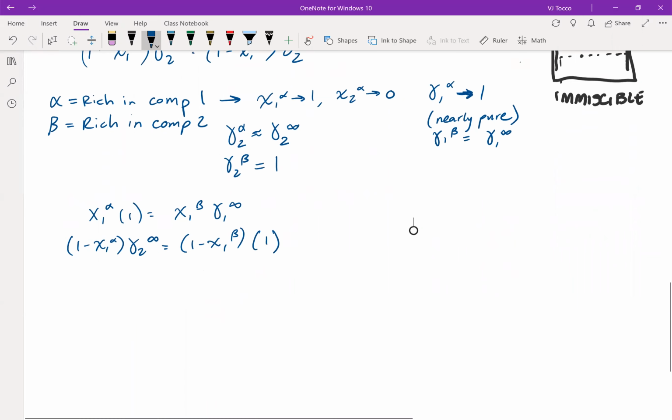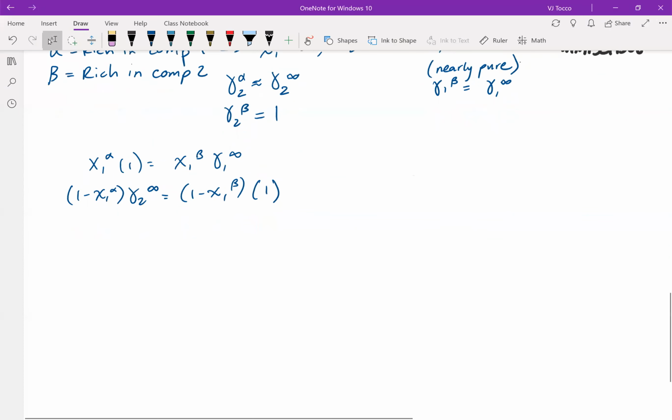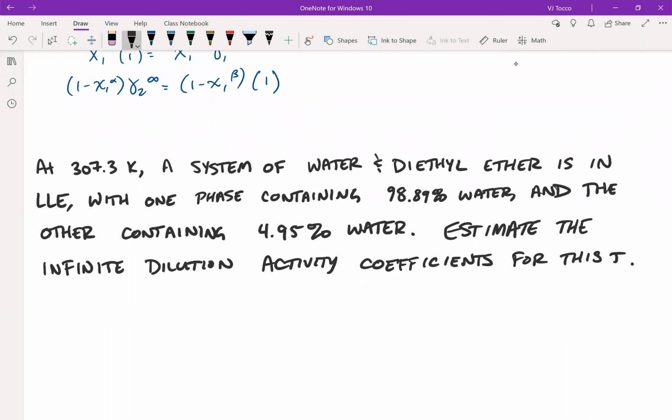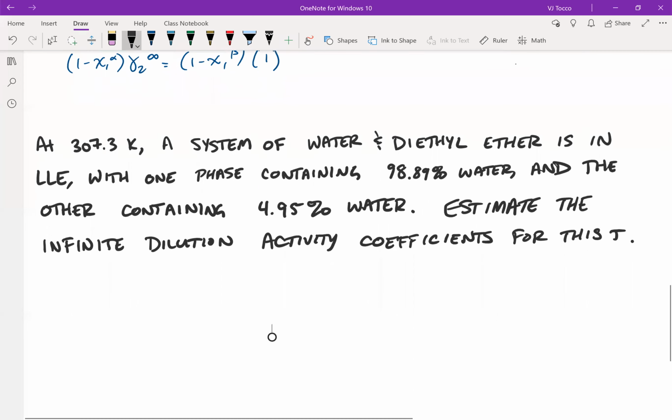Just as an example, let's say we have the following, and I'll pause to write out the problem statement. Take, for example, at 307 degrees Kelvin, a system of water and diethyl ether in liquid-liquid equilibrium. One phase contains 98.89% water. The other phase contains 4.95% water. What are the infinite dilution activity coefficients at this temperature?